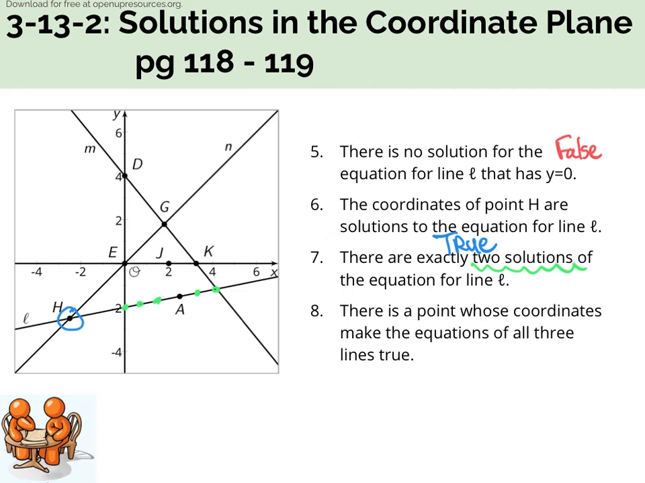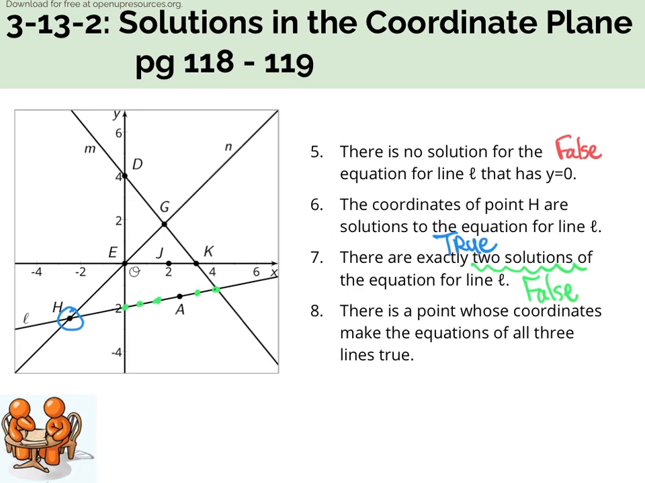It's kind of like what we did yesterday in one of our activities. We're doing the combinations of the x and y. All of those are solutions. So is this going to be true? The answer is actually false. There are infinitely many answers on that line, so infinitely many points on that line. So we're going to have many, many, many solutions for line L.